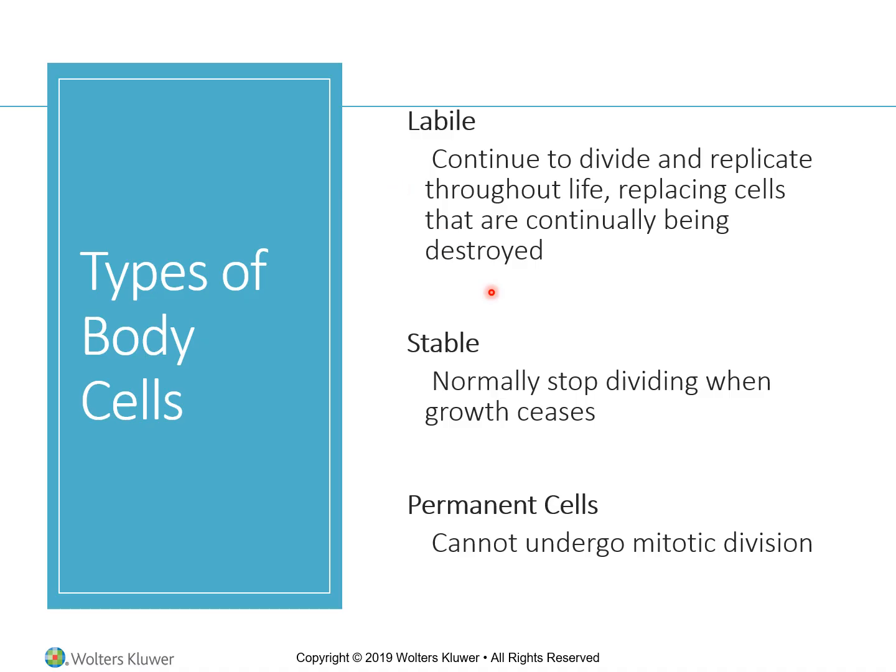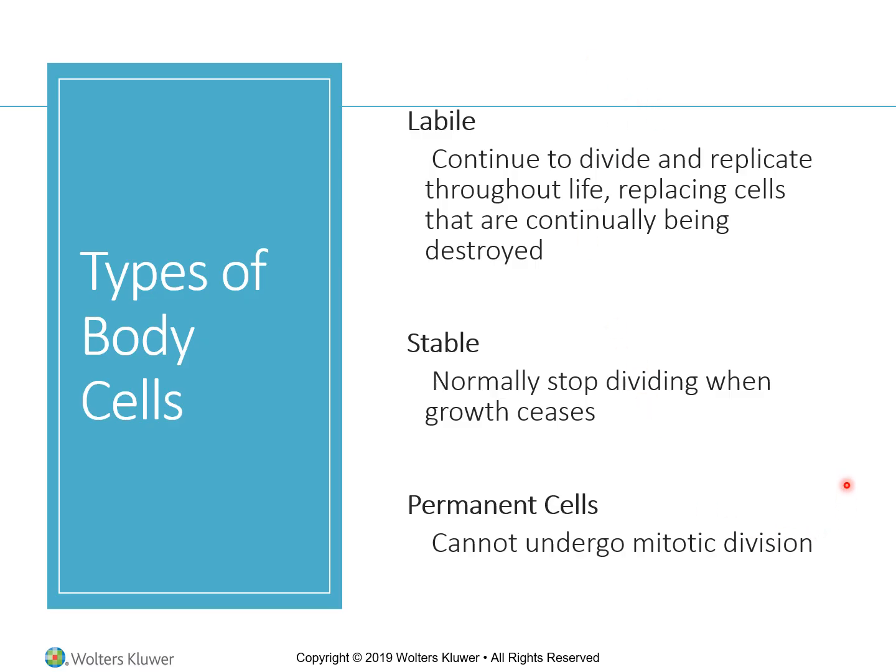So when we talk about cells that are able to regenerate, we have three different types. They're labile, stable, or permanent. So labile cells can continue to divide and replicate throughout their lifespan. And they are usually capable of replacing cells that are continuously being destroyed with new cells of the same type. So epithelial tissues of all types are the cell types that are considered labile throughout the body wherever they appear. We also have stable cells.